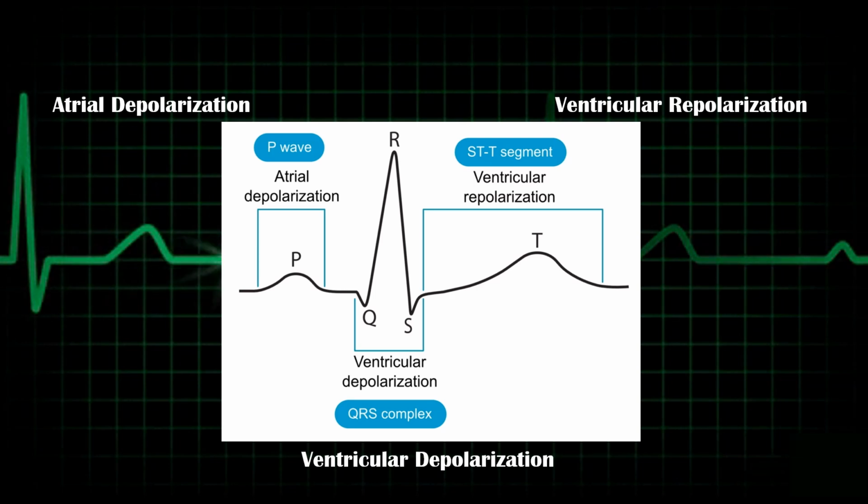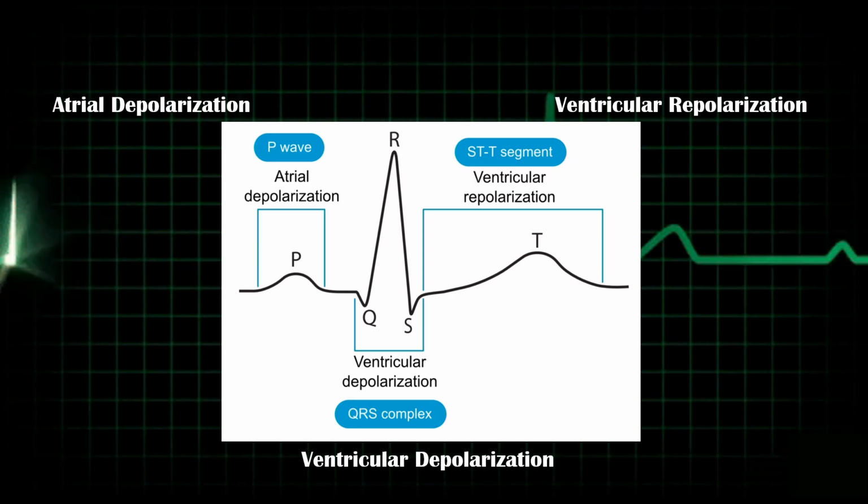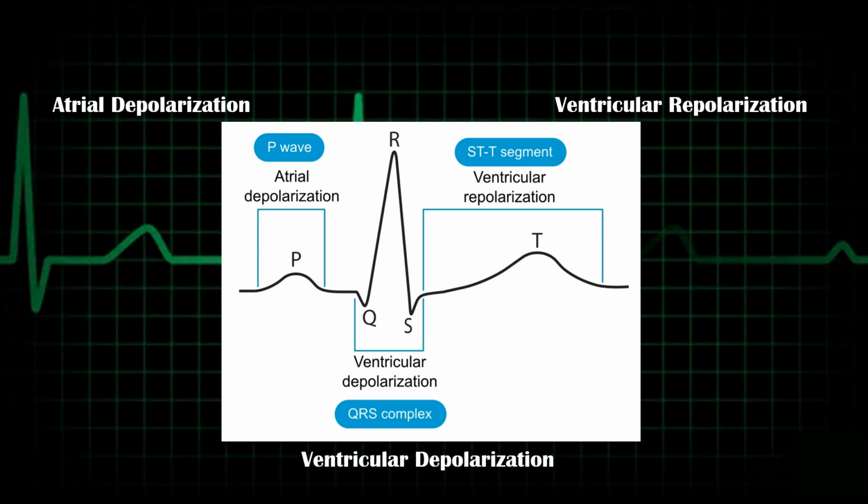Atrial depolarization is the spread of electrical impulses through the atria, causing them to contract. It's the first phase of the cardiac cycle, triggered by the sinoatrial node. The impulses travel through the atrial muscle, causing depolarization and contraction. This leads to the P wave on an electrocardiogram, ECG. Atrial depolarization prepares the heart to pump blood into the ventricles, ensuring efficient circulation.